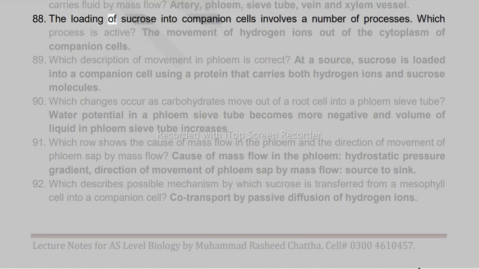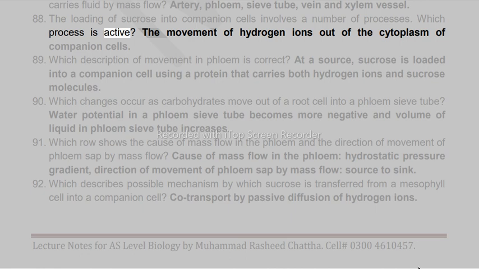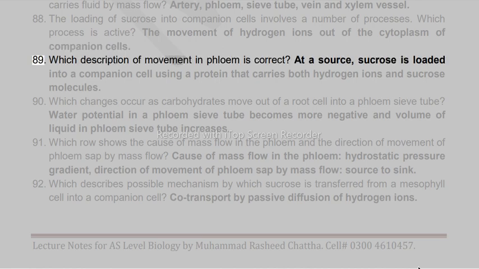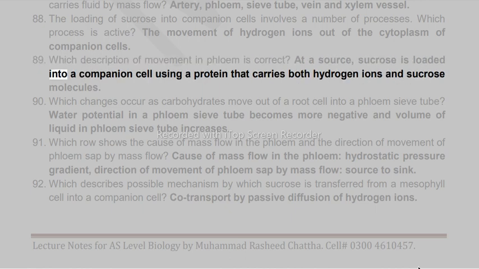88. The loading of sucrose into companion cells involves a number of processes. Which process is active? The movement of hydrogen ions out of the cytoplasm of companion cells. 89. Which description of movement in phloem is correct? At a source, sucrose is loaded into a companion cell using a protein that carries both hydrogen ions and sucrose molecules.